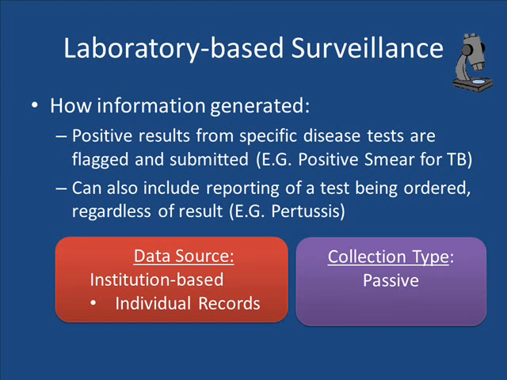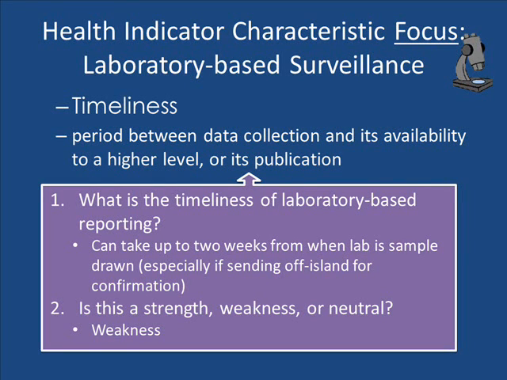Slide 33. How is information generated by laboratory-based surveillance? Positive results from specific disease tests are flagged and submitted. For example, positive smear for TB. It can also include reporting of a test being ordered, regardless of result. For example, pertussis. It uses individual records. Collection type is passive.